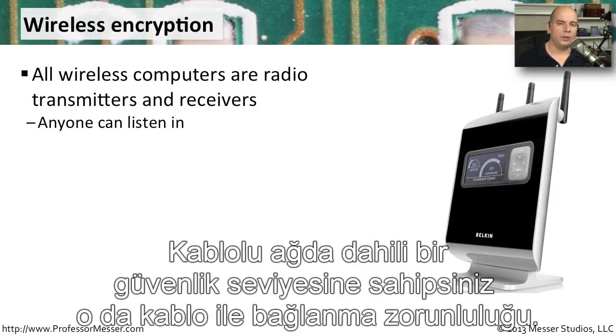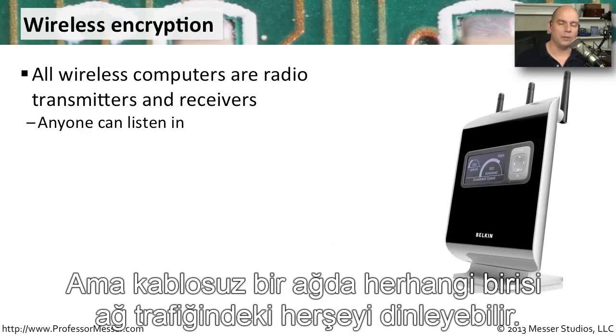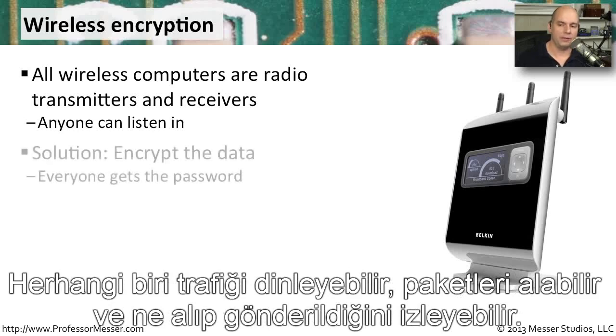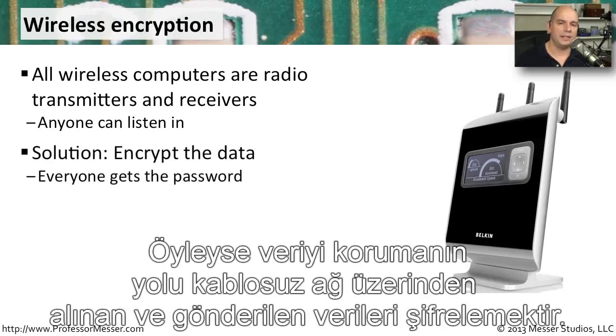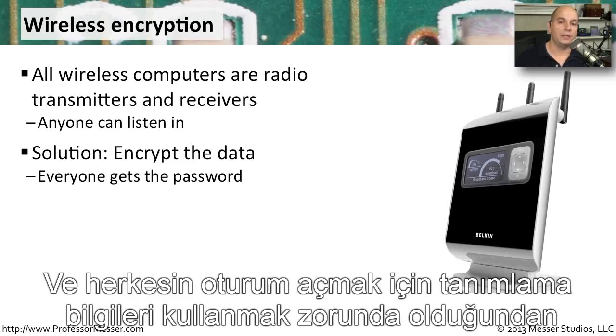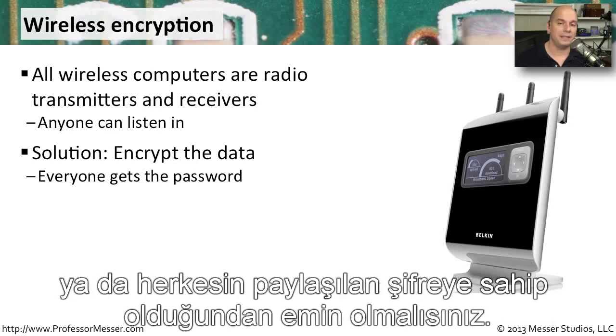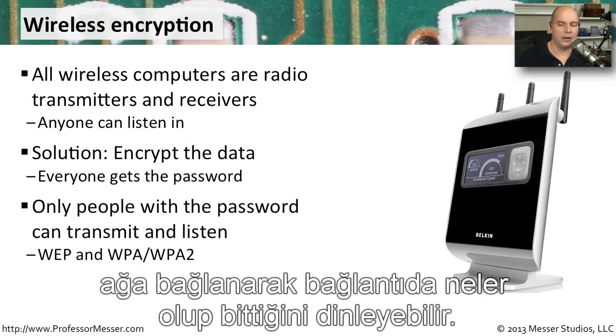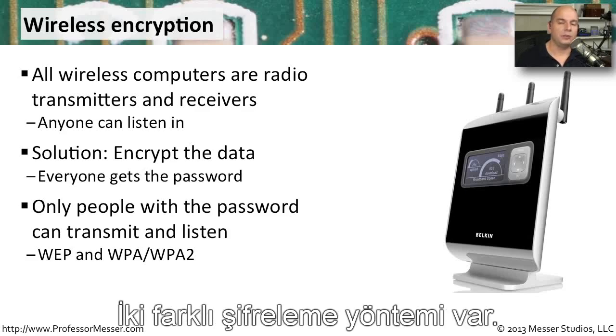On your wired network, you have a built-in level of security because you have to be connected to the wire. But on a wireless network, everybody can hear everything that is sent across the network. Anyone can listen in, gather packets, and see what's going back and forth. So the solution to protect the data is to encrypt all of the information that's going back and forth over that wireless network and make sure that everybody is using credentials to log in or that everybody has that shared password. Only people who have that password or that have the proper credentials can listen in and see what's going on over that link.